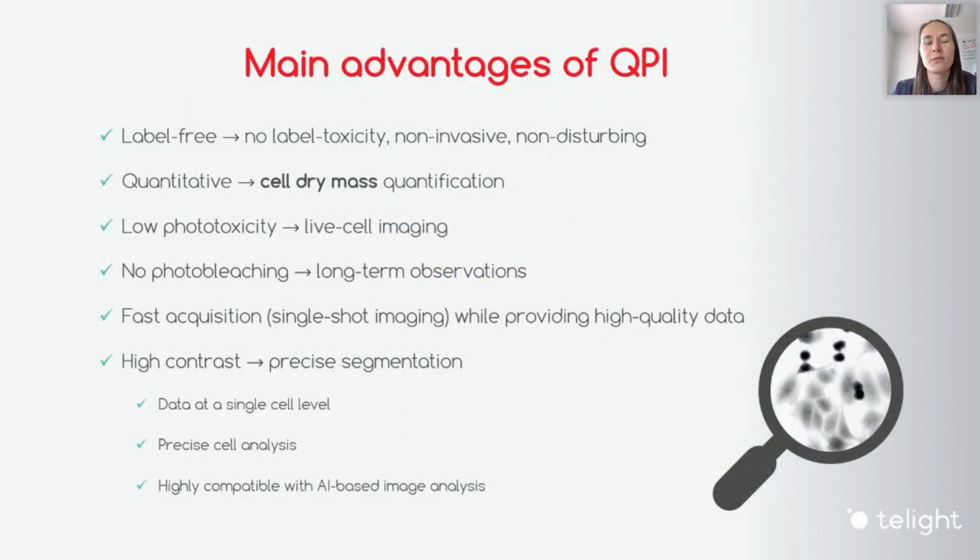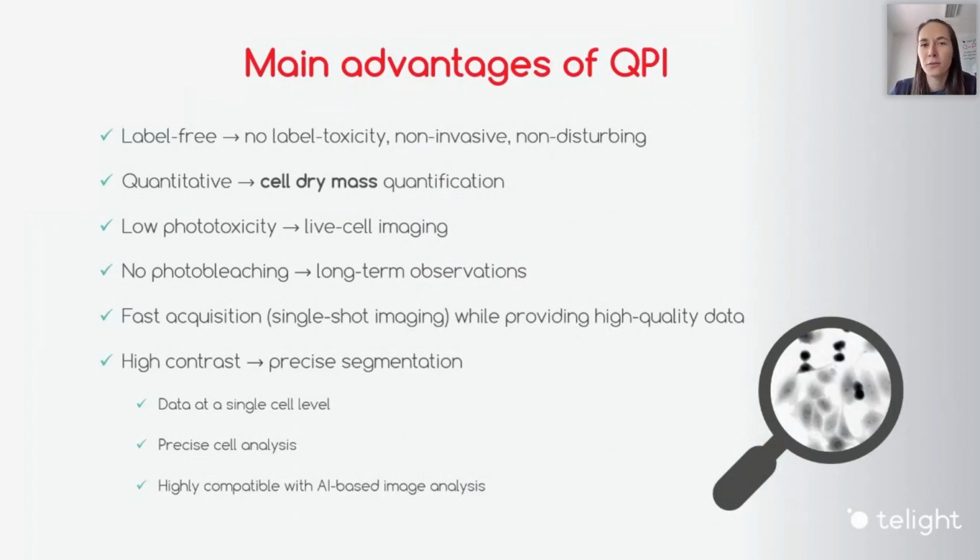This is the first part of the webinar, where I wanted to explain to you the principle of quantitative phase imaging and what data can be derived from such images. So to summarize the main advantages of this technology, first of all, it's a label-free technology. It allows you to visualize cells without the need of using any fluorescent labels. It's quantitative. It allows you to precisely quantify the cell dry mass. It's of low phototoxicity because it doesn't depend on the intensity of the light.